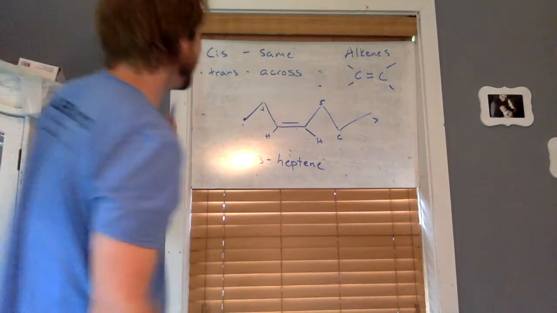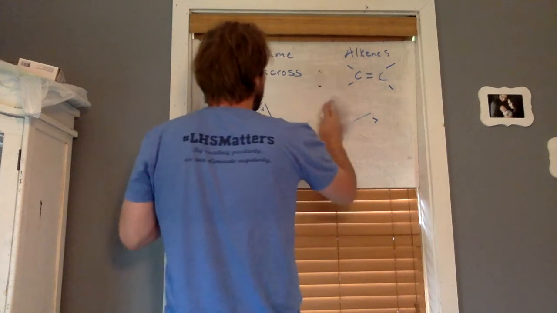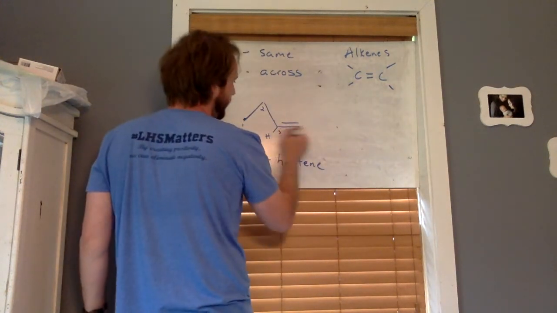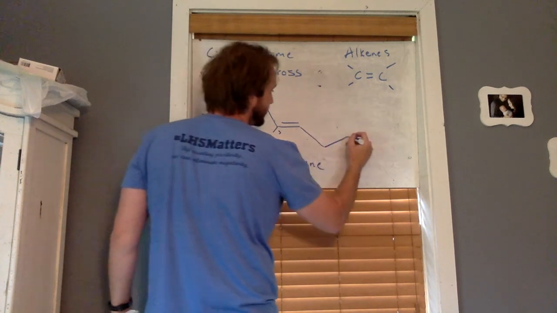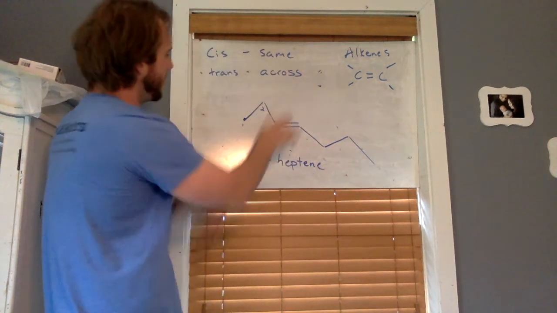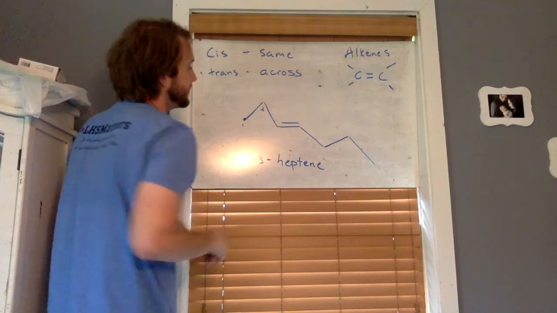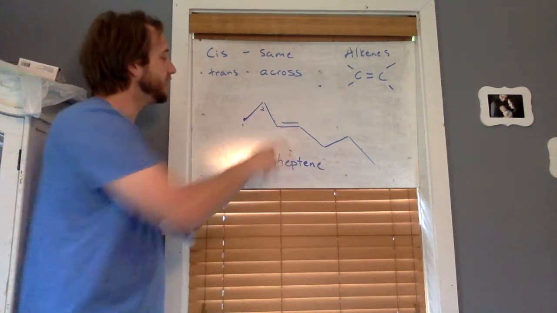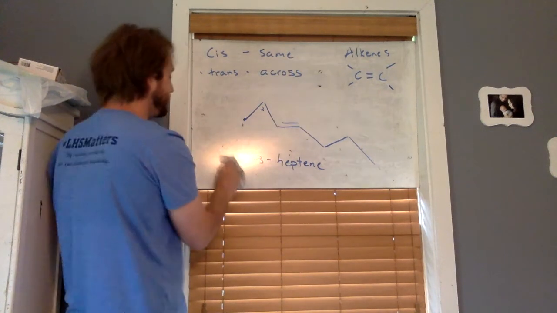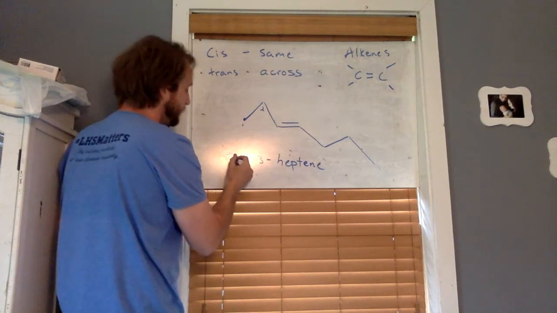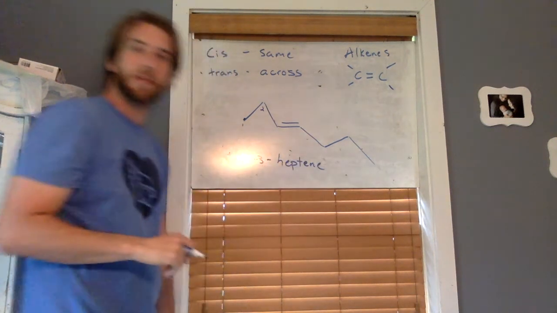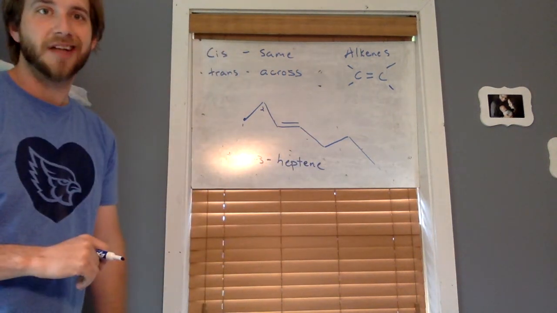If we wanted to make it trans, we would actually have to have that coming off the other direction. So we got 1, 2, 3, 4, 5, 6, 7 that we now have it coming off. And if I were to take that hydrogen back off so we can see it, it looks a little funny. It does, because now they're on opposite sides of that double bond. So this now has become trans 3-heptene. 1, 2, 3, 4, 5, 6, 7 carbon chain going across that double bond.